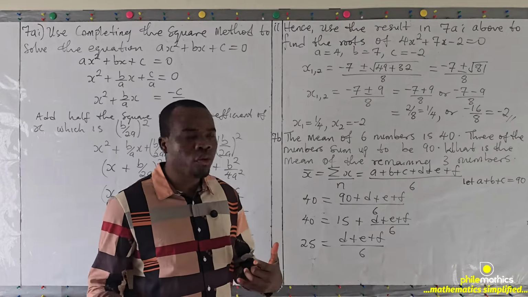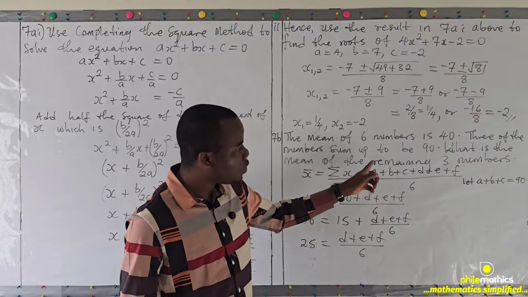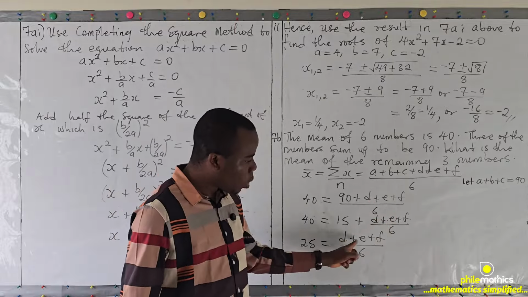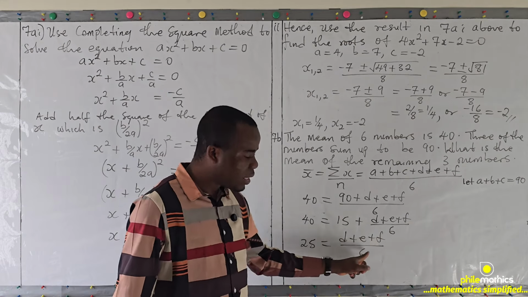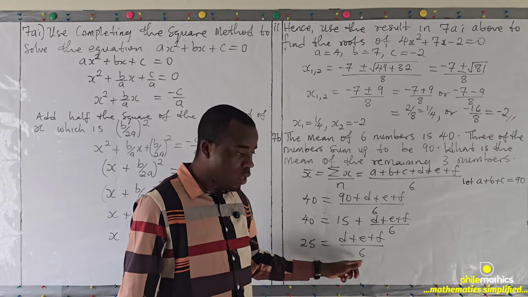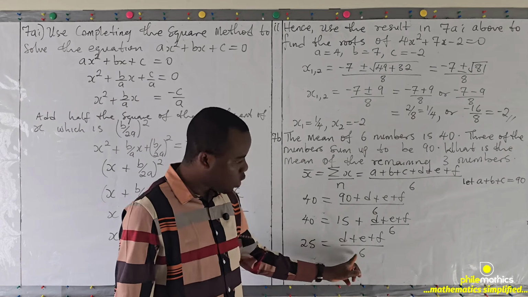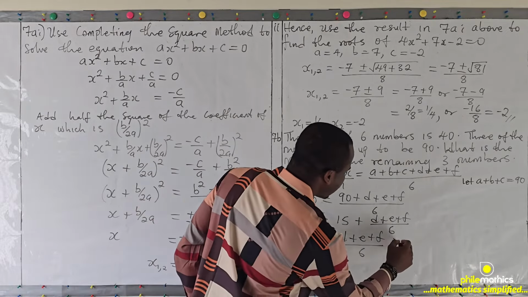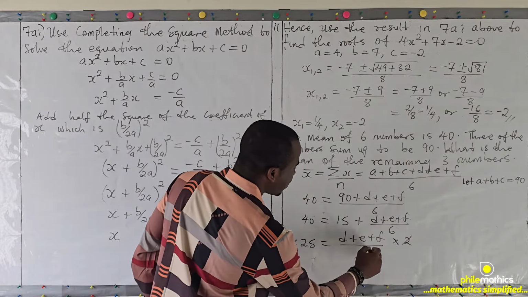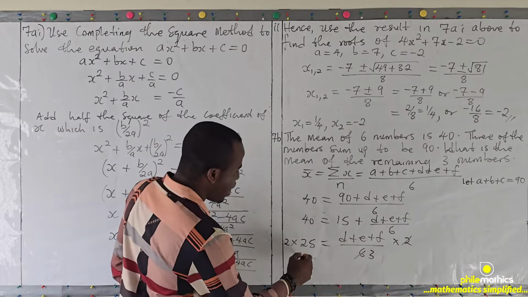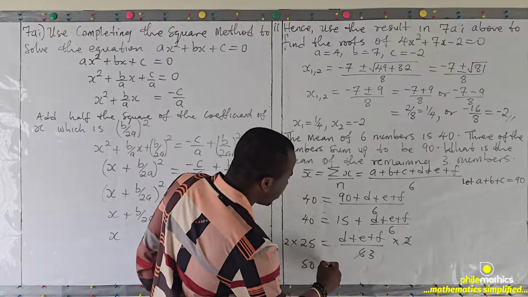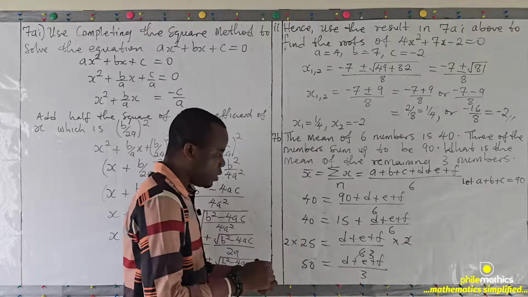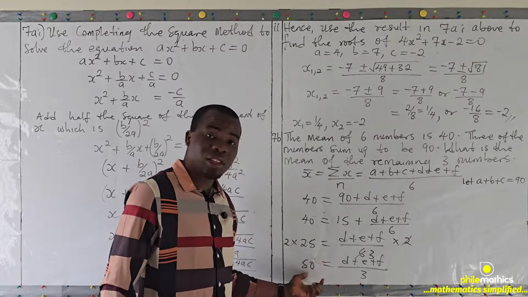But what are we asked to look for? What is the mean of the remaining 3 numbers? Remember, if we are to find the mean of 3 numbers, it will be the sum of the 3 numbers over 3. So since we have 6 here, it's cool to multiply both sides by 2, just to have 3 here. So if I multiply both sides by 2, 2 will go into 6, 3 times, and then 50 will now be the mean, D plus E plus F over 3. This is what we are asked to look for. The mean of the 3 numbers is 50.